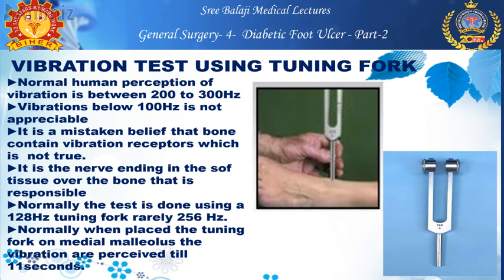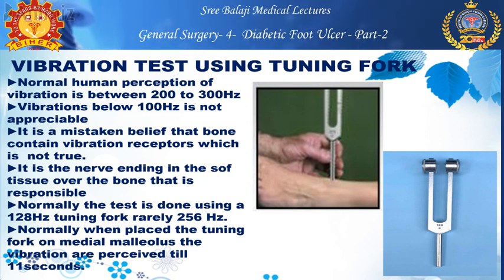To examine the vibration sensation, it can be done easily at the bedside using a tuning fork. A normal human perception for vibration is between 200 to 300 Hz. Vibration below 100 Hz is not appreciable. It is often mistaken that bone has vibration receptors, which is not true. It is the nerve endings in the soft tissue over the bone that are responsible for vibration sensation.